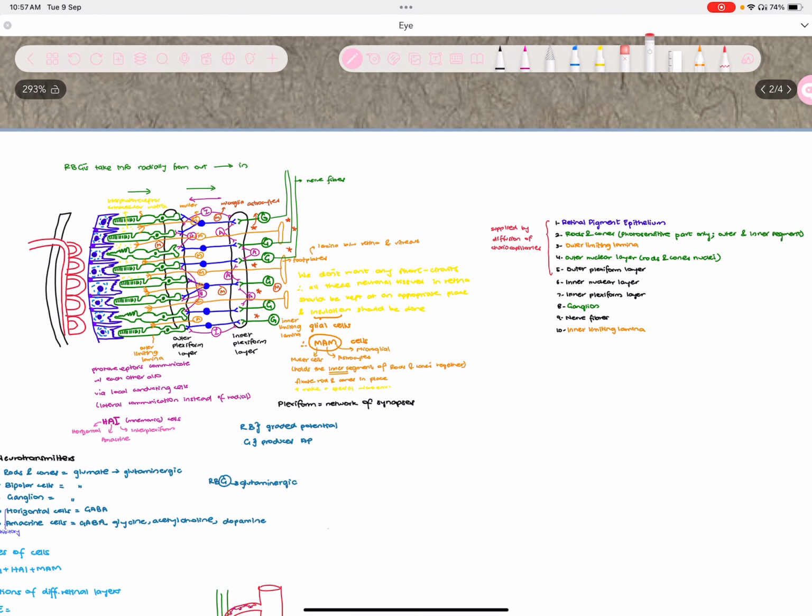Hi everyone, a quick summary about the 10 retinal layers. Starting off, first of all, we have the retinal pigment epithelium. Right here you can see.